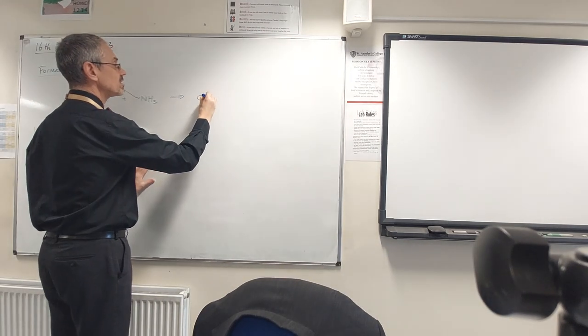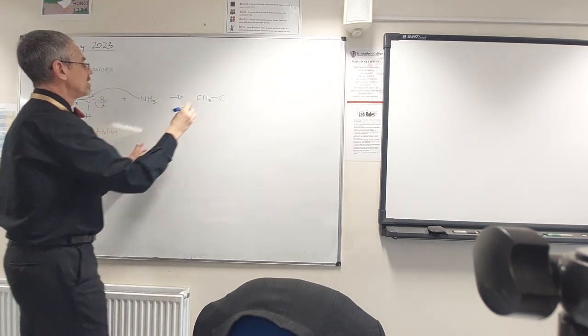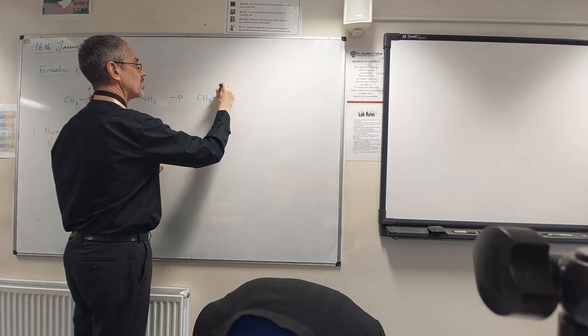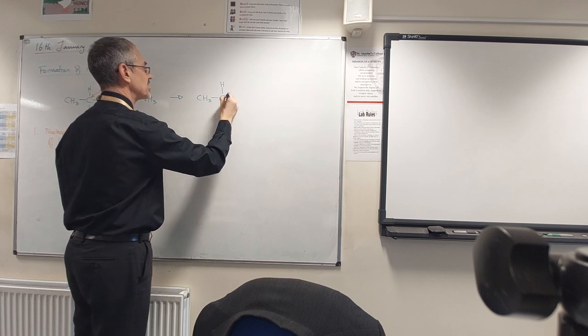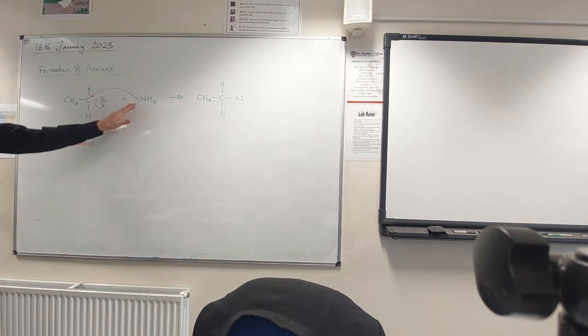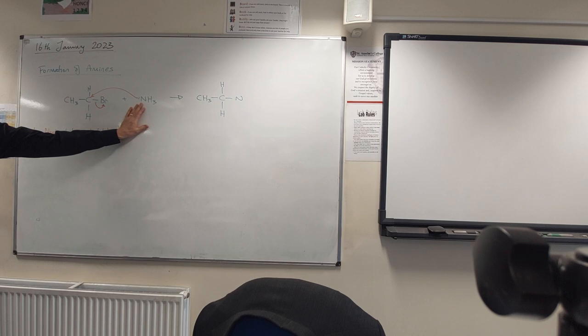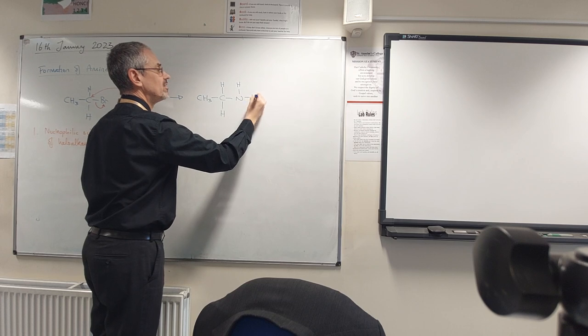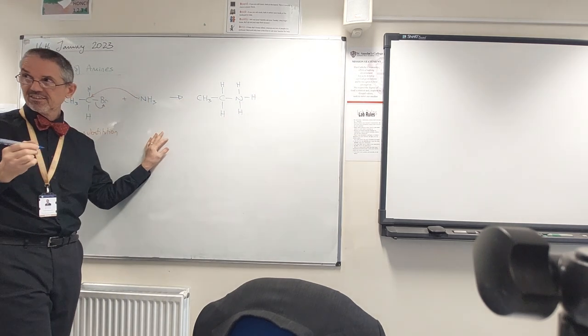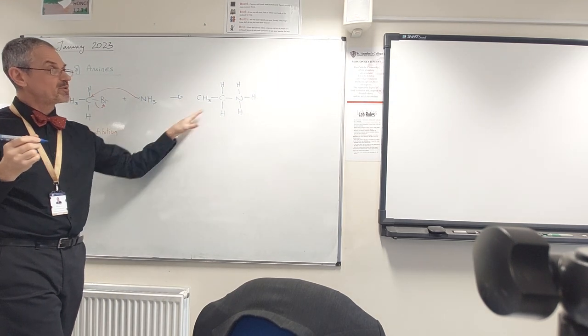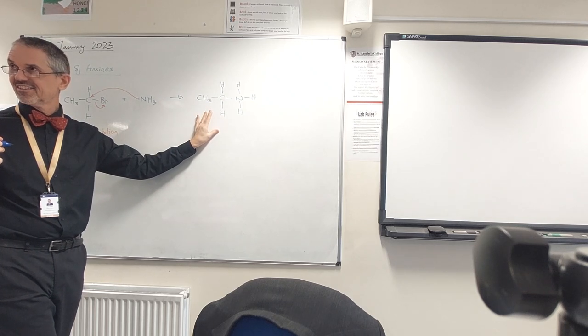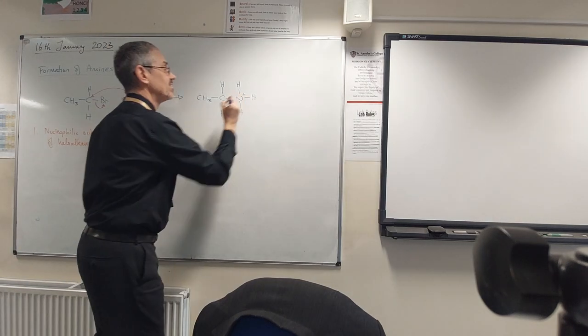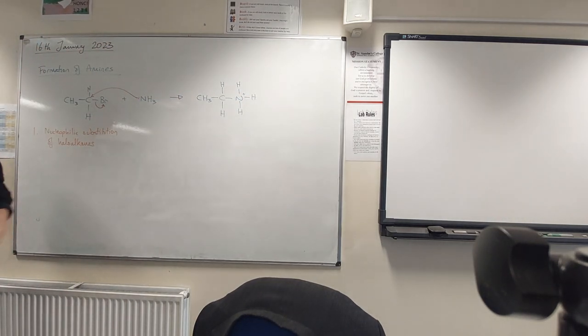That will give us, well, bromine is gone, but because we've used the lone pair of electrons on the ammonia, we'll now have what in the structure? A positive charge on the nitrogen, because it's used one of its own private stash of electrons.